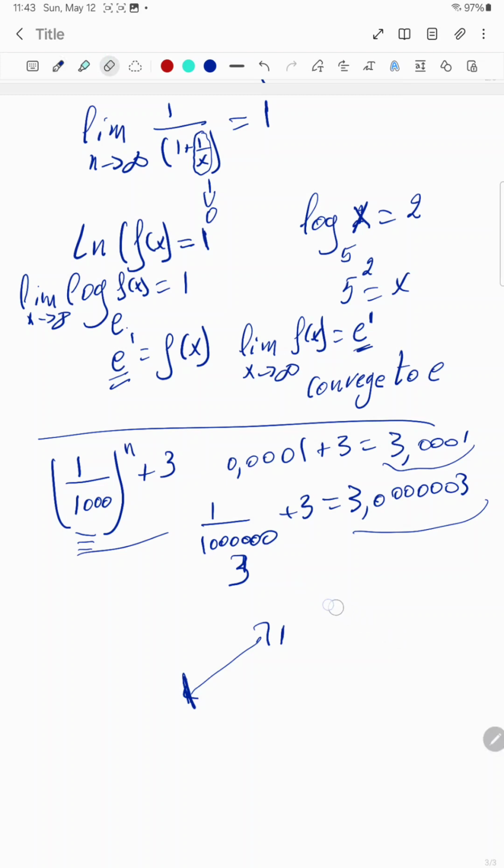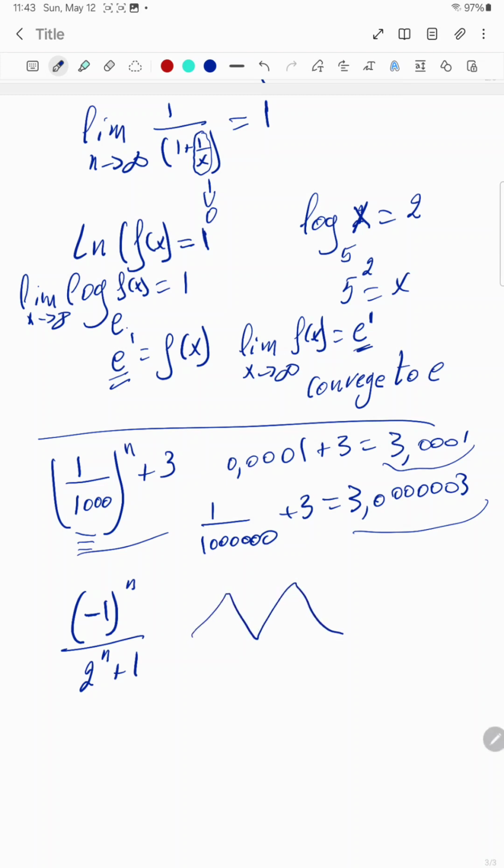Let us take another example. If I have a sequence (-1)^n divided by 2^n plus 1. Because I have the (-1)^n, if n is odd, it becomes negative. If n is even, it becomes positive. So this series goes like that. Sometimes it goes ascending, sometimes it goes descending. So it's neither strictly descending nor strictly ascending. So this series is not monotonic.